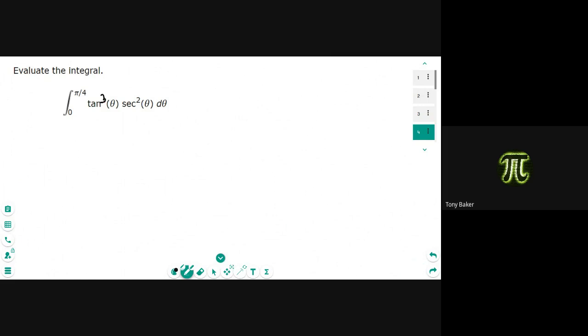All right, so you've got tangent 3 theta and then secant squared theta d theta.